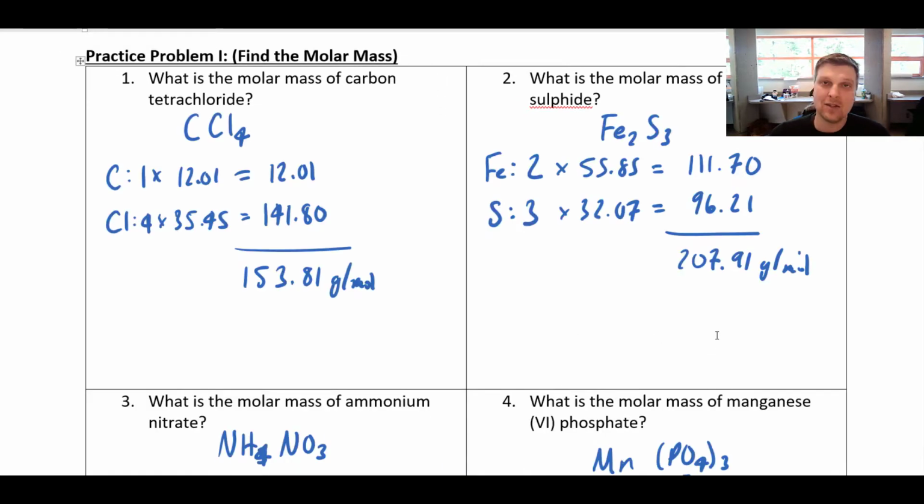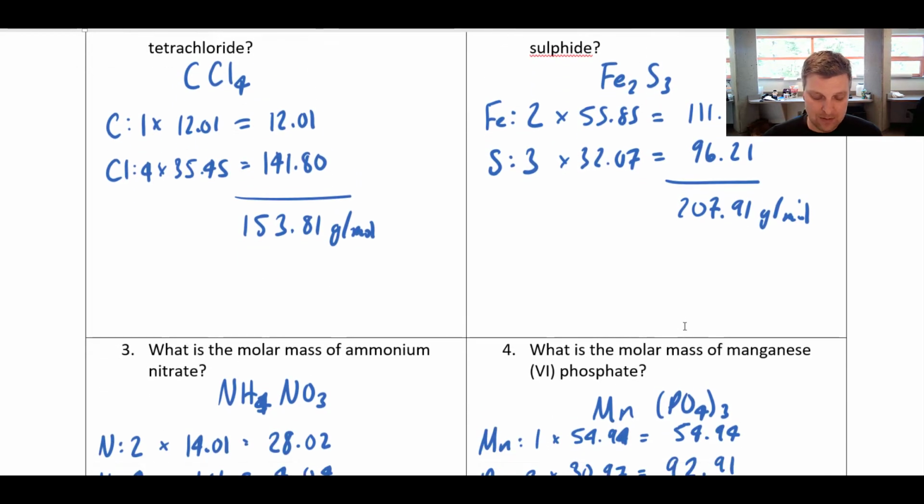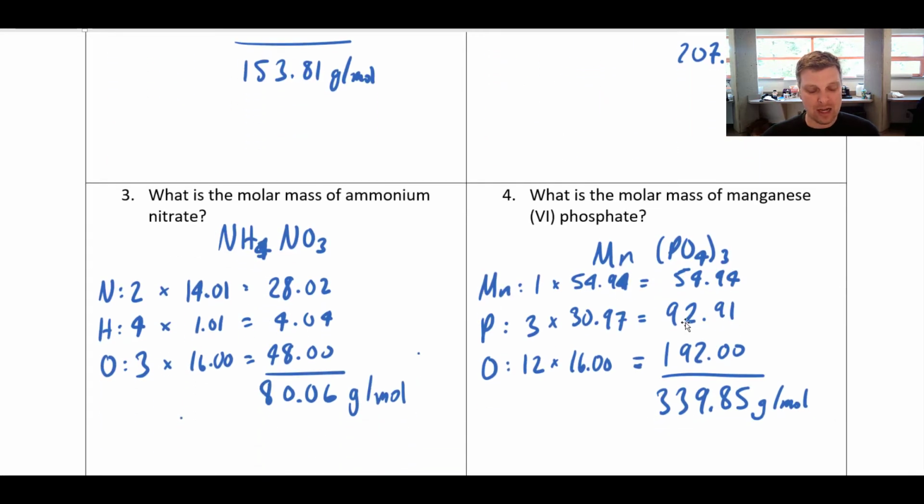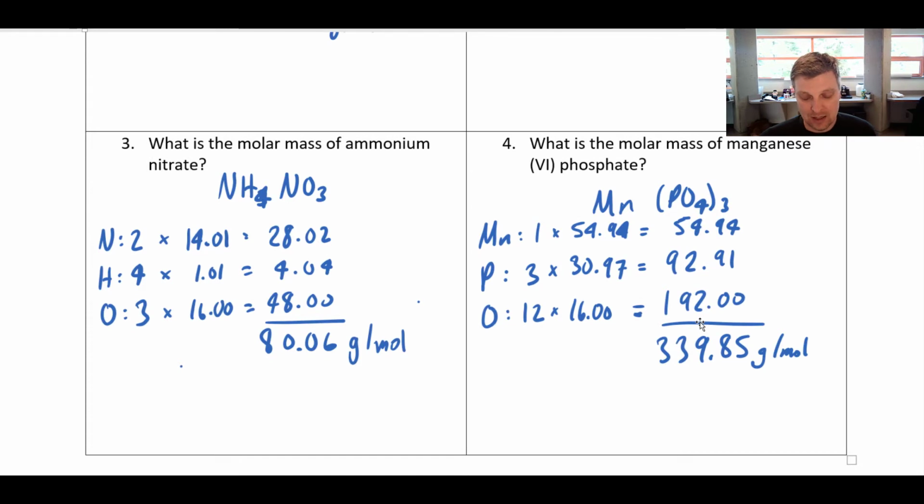But here's the answers you should get. Carbon tetrachloride is CCl4. Iron 3 sulfide is Fe2S3. Ammonium nitrate is NH4NO3, and manganese 6 phosphate is Mn(PO4)3. And there are the answers. Okay, so that's it for molar mass.